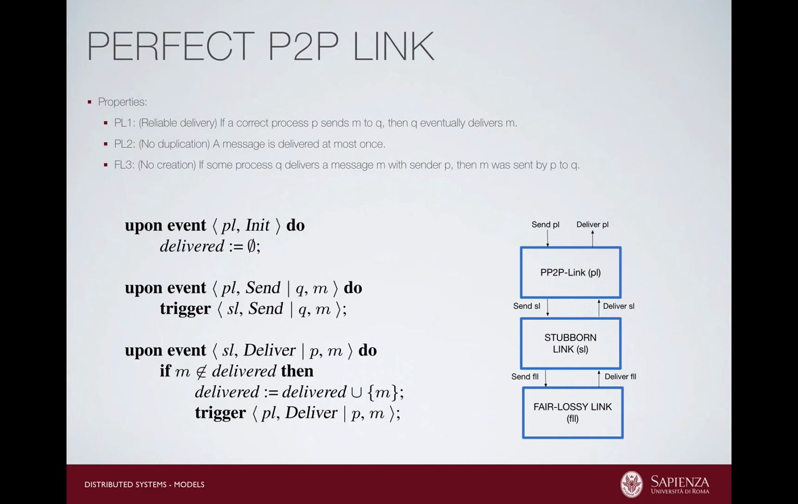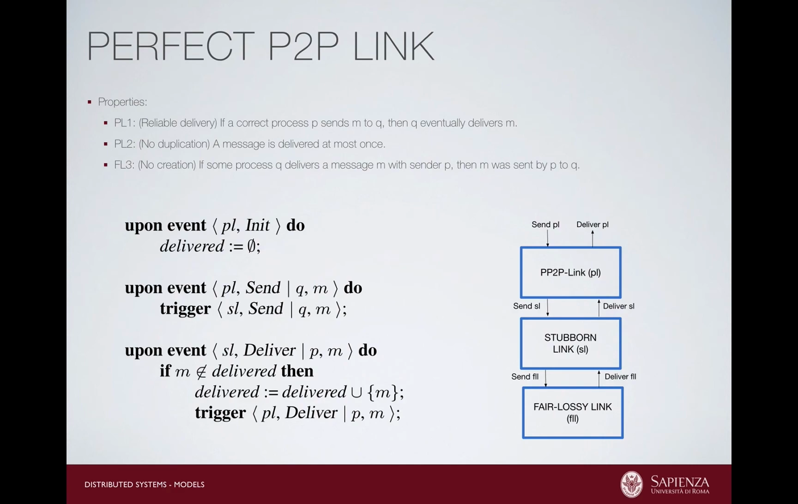So we are building a stack of links. We have the weakest one at the bottom, that is the fair lossy. Then we have stubborn in the middle, and then on top of stubborn we will create the perfect point-to-point link. That is the link that we like. It's the one that gives us the property we desire. And these things will be used again and again in the course.